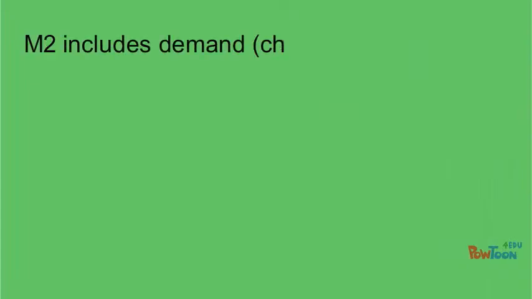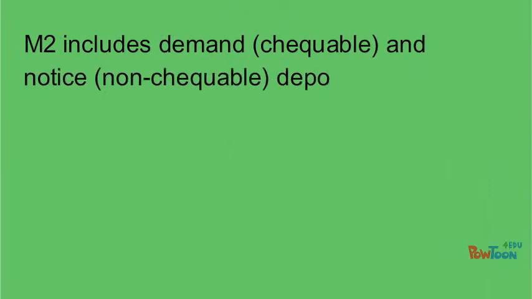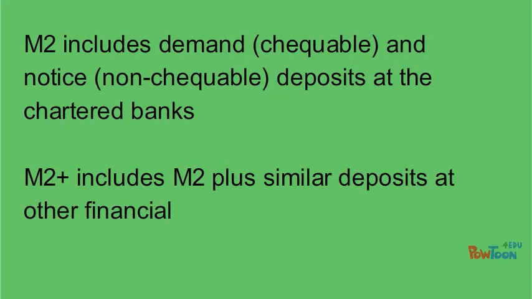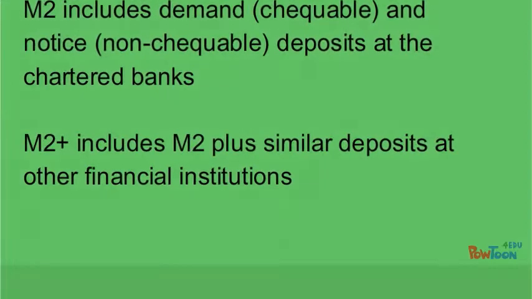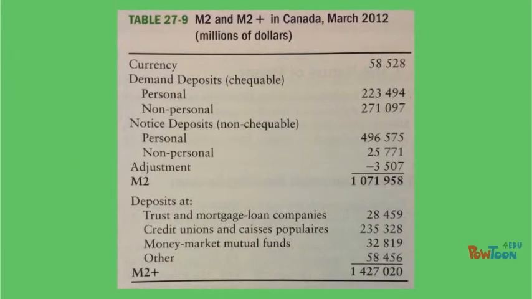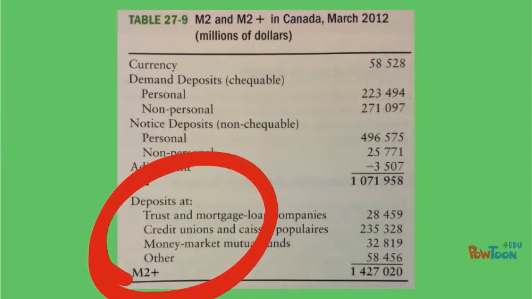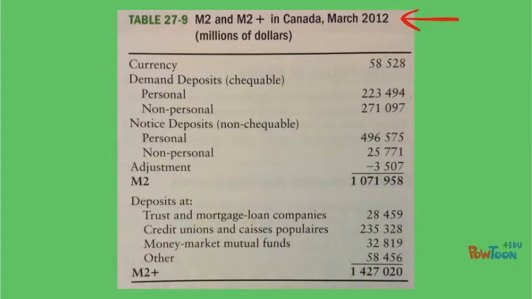Due to the changing nature of deposits, the Bank of Canada now uses the terms M2 and M2+. M2 includes deposits at the chartered banks, whereas M2+ includes everything in M2 plus similar deposits at credit unions, trust, and mortgage loan companies. Table 27.9 shows the composition of M2 and M2+ in Canada as of March 2012. Looking at the table, you can see that M2+ adds a significant amount of deposits to the total money supply in Canada.